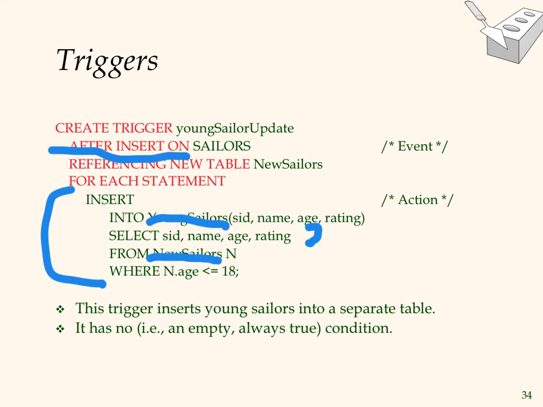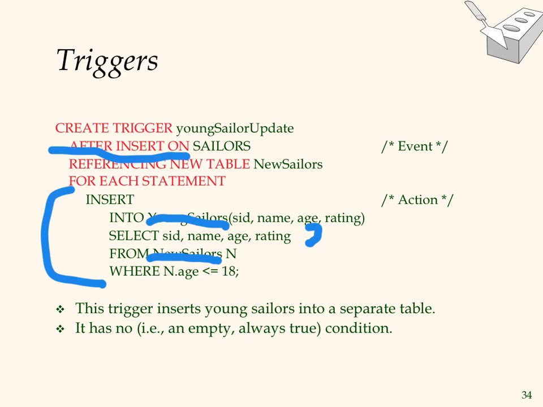So overall, you can think of this as saying, when there are sailors inserted, find the young ones and write those young ones to a separate table. And then we might process them further. So maybe the young sailors need extra scrutiny, or maybe a report should be printed. Or perhaps there could even be another trigger that says, if there are any sailors less than 18, then delete them from the sailors table.